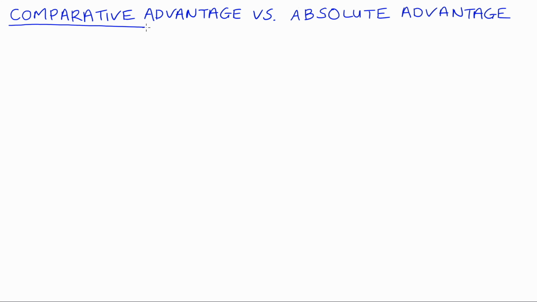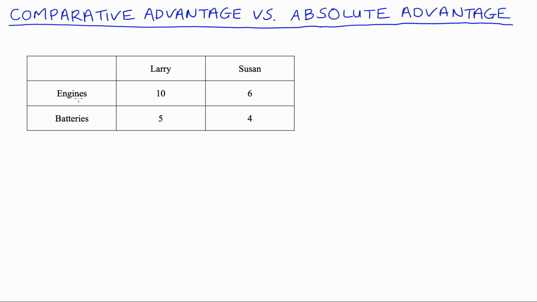Hi everyone, in this video I'm going to compare absolute advantage with comparative advantage. I'm just going to use as an example the information in this table here. This table tells us about Larry and Susan, who can produce engines and batteries.